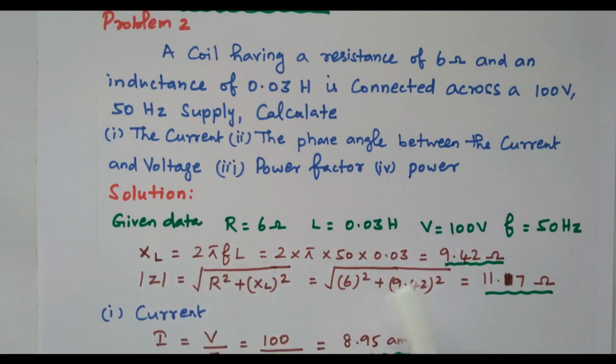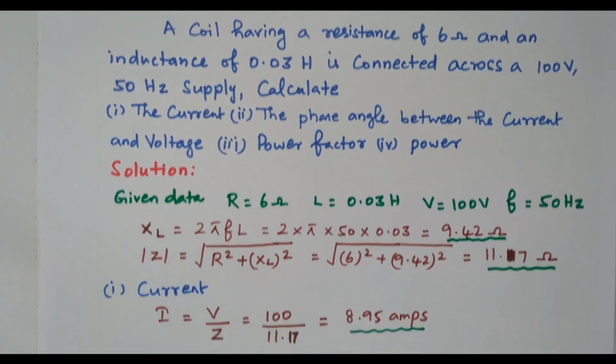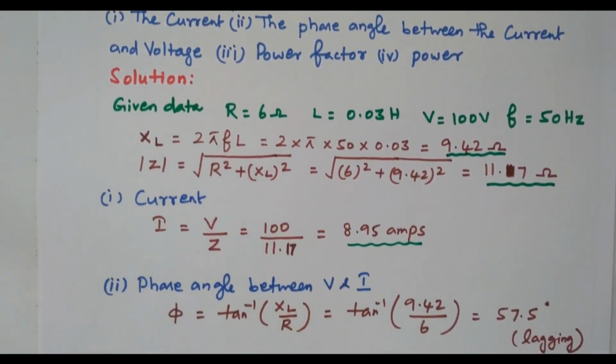The XL is calculated. From that we can calculate the impedance. Impedance is nothing but square root of R square plus XL square. The R value is given 6 ohm and XL we calculated 9.42. So square root of 6 square plus 9.42 square is equal to 11.17 ohm. So now we calculated impedance also. From that we can easily calculate the current and other parameters.